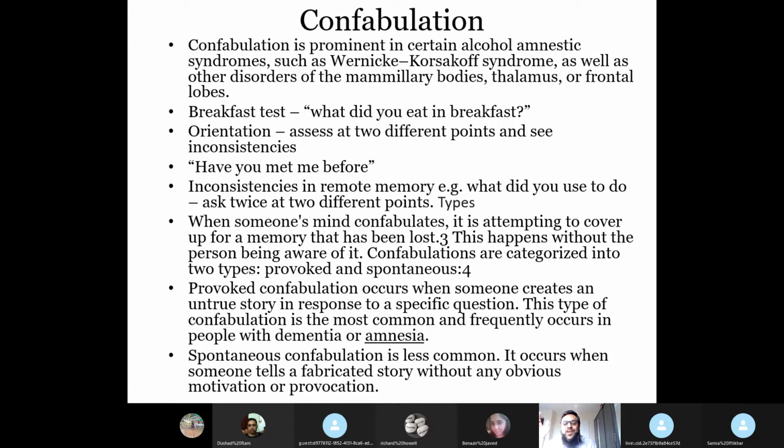And they will say, I ate halwa puri or I ate anda paratha. And that is provoked confabulation. Spontaneous confabulation is less common. Spontaneous confabulation means that they will start telling you stories, and there could be something wrong, something made up in those stories, a fabricated story without any obvious motivation or provocation. So if they are telling, that's why collateral history is so much important.